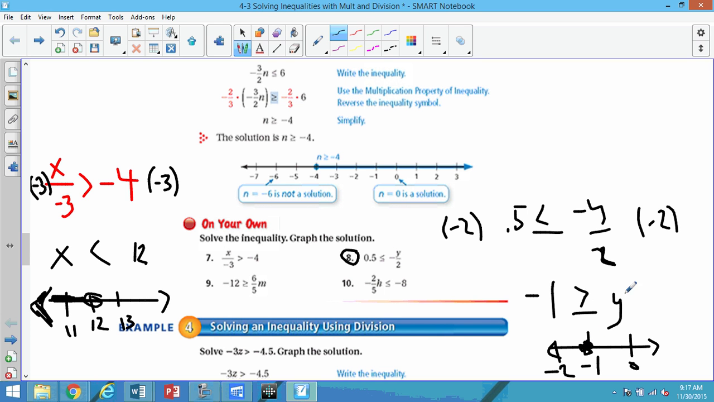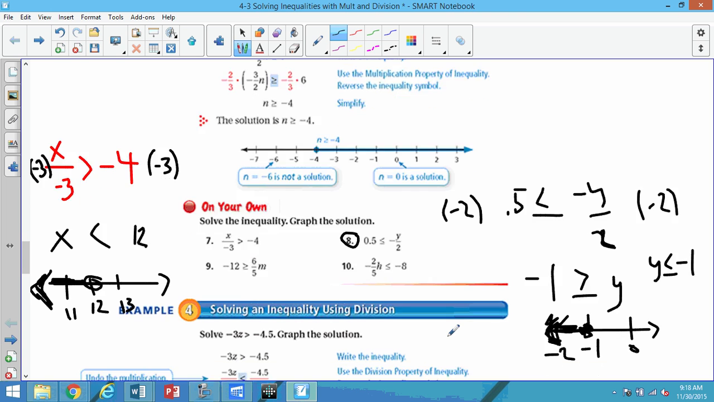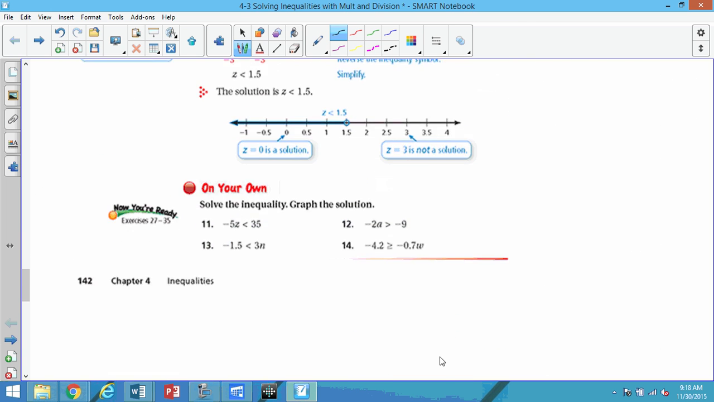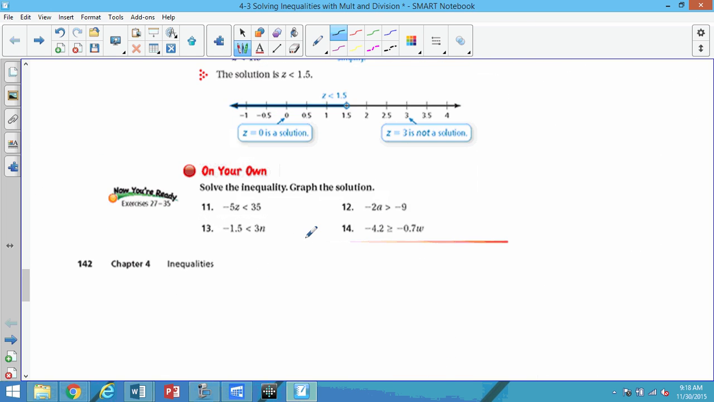Now, my variable second, I'm going to change that. I'm going to make it y is less than or equal to negative 1, so I know which direction my sign should be pointing, which direction I need to color it in. And that's what it should look like. Okay, if you got that right, you can move on. If not, you need to rewatch that part to understand the flipping of that sign is where I would guess you'd make that mistake. Okay, so this is again the same thing except that you're going to be dealing with negatives and you're going to have to flip signs.